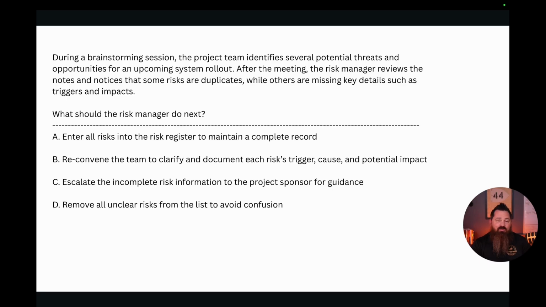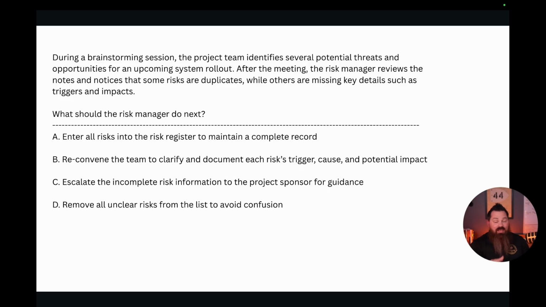C, escalate the incomplete risk information to the project sponsor for guidance. I'm going to tell you right now, the exam is not testing your ability to escalate unless it's a straight escalation situation. But this right here is something you can handle at your level. If you can handle it at your level, you need to take care of it at your level. So a lot of times when you see these escalate-to-the-sponsor options, you can almost rule them out very quickly. And you'll see a lot of those on the exam. I just want to say 9 out of 10 times that is not going to be the answer, but don't take away that it won't ever be the answer.